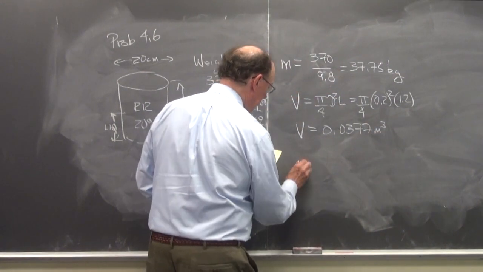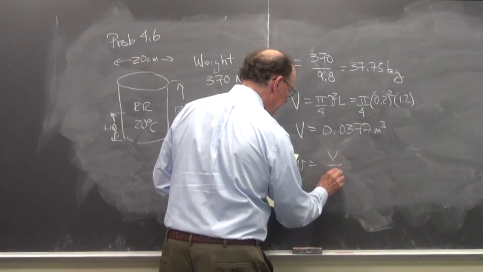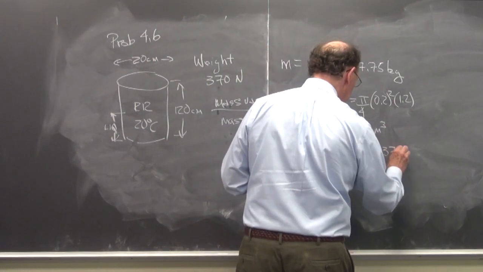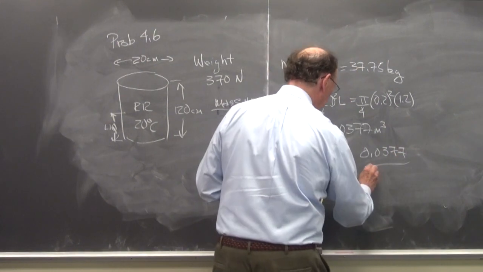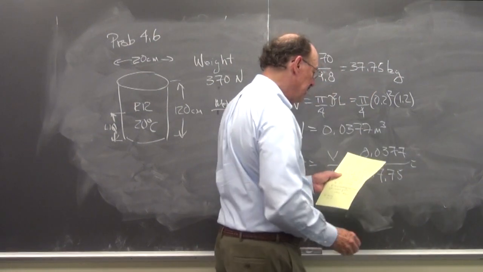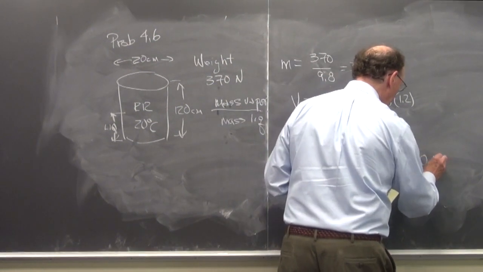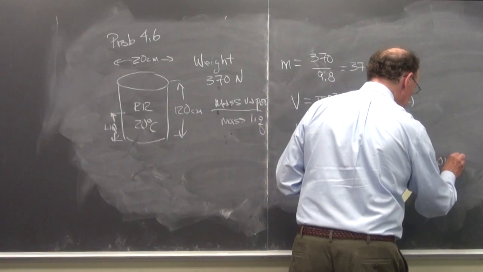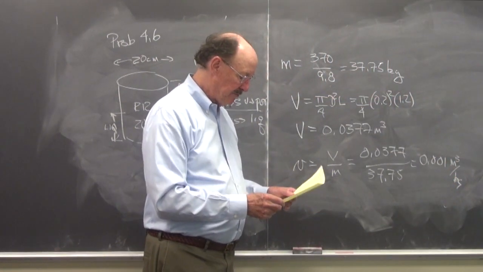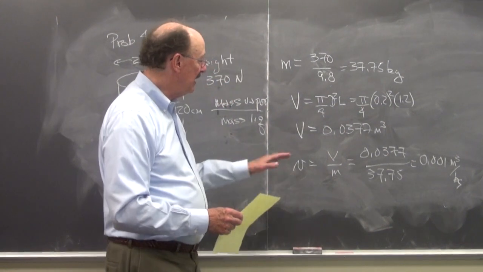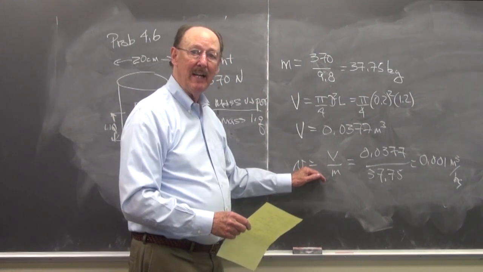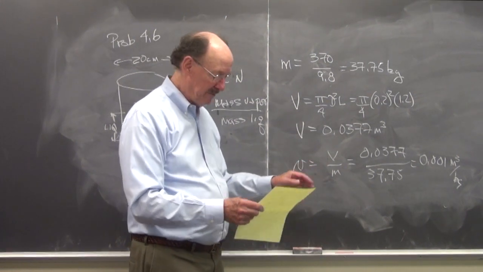And the specific volume is equal to volume over mass. So the volume is 0.0377 divided by 37.75. And this turns out to be 0.001 cubic meters per kilogram. Isn't that a nice number? Isn't that so fortuitous? So now, since I know the specific volume, I can find the quality, and I can find out the amount of vapor and the amount of liquid.